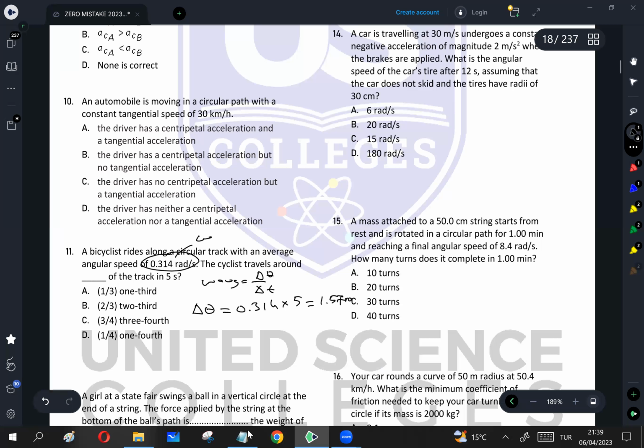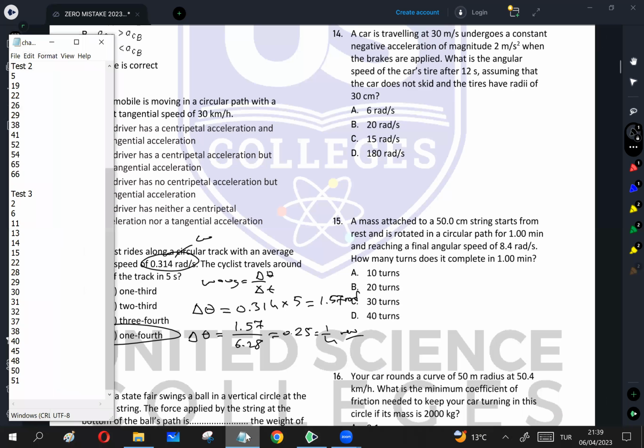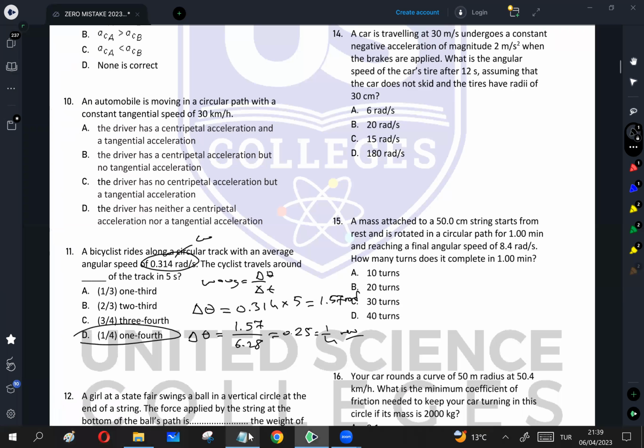1.57 radian. So to convert radian to revolution, we should divide by 6.28. 1.57 divided by 6.28 is going to be 0.25. 0.25 revolution, it's 1/4. So 1/4 revolution, 0.25, that is D. After 11, I will continue with 13.